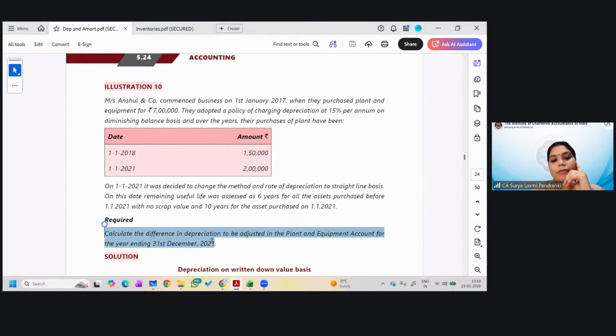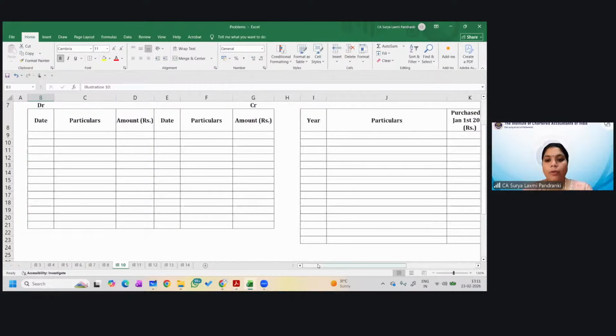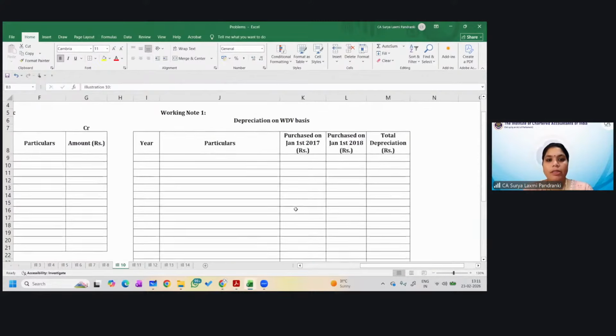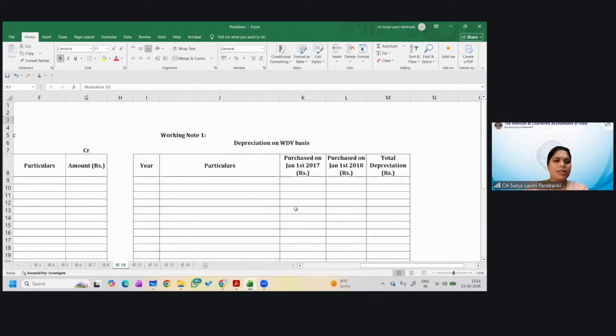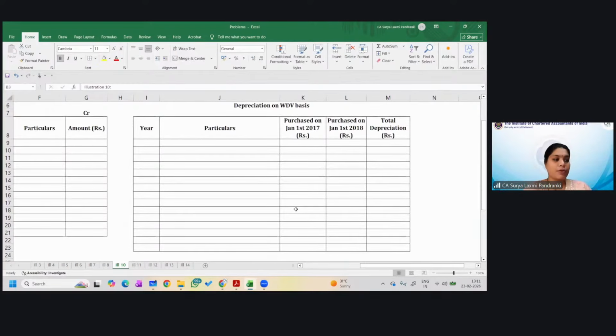They're asking you to calculate the difference in depreciation to be adjusted in plant and equipment account for the year ending 31st December 2021. Okay, let us do this question. I'll do the working note first, then we will see how the plant and equipment account is almost the same, like how you record depreciation and all. This is the main part, how the depreciation is going to change.